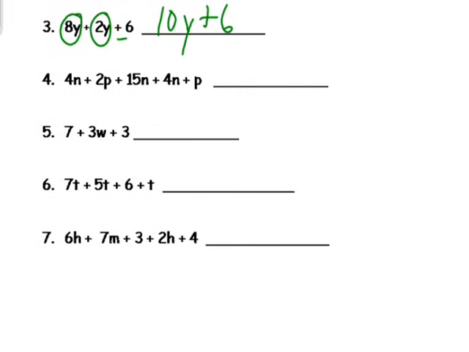The next example has a couple different variables. We have 4n, 2p, 15n, 4n, and a p. Let's do the n's first. We have 4n, 15n, and 4n. We could combine all that together and we would have 23n. We could combine the p's together. We have 2p and 1p.